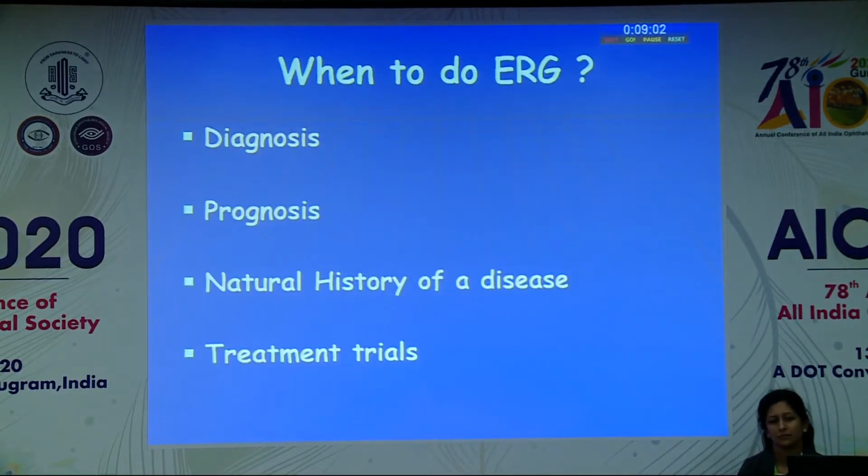So when do we order ERGs? Well, one, to diagnose inherited retinal diseases. Sometimes it helps in the diagnosis. Sometimes it helps to establish the prognosis of a certain condition. It is obviously a very useful tool to establish the natural history of diseases, especially nowadays because, with the treatment trials being planned, you absolutely have to know the natural history of certain diseases. And then, of course, in treatment trials, ERG is definitely used as one of the endpoints.